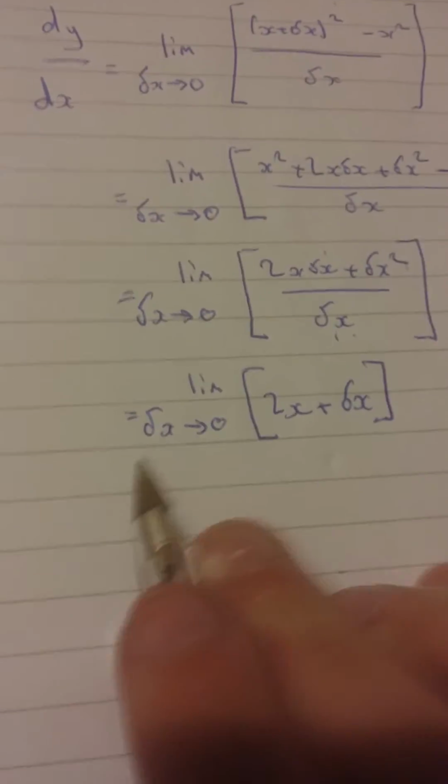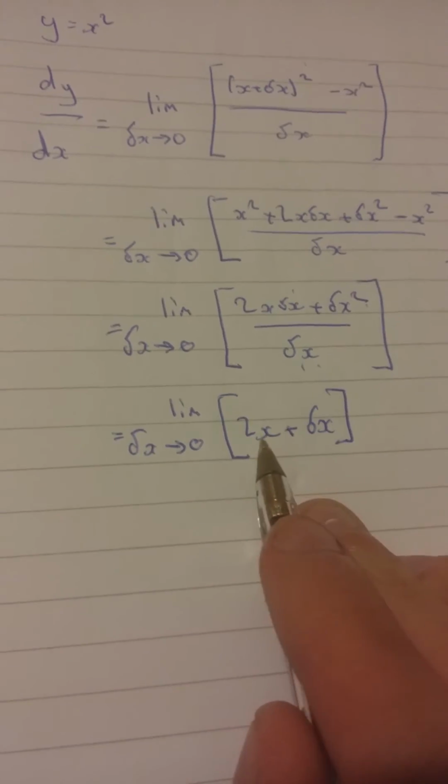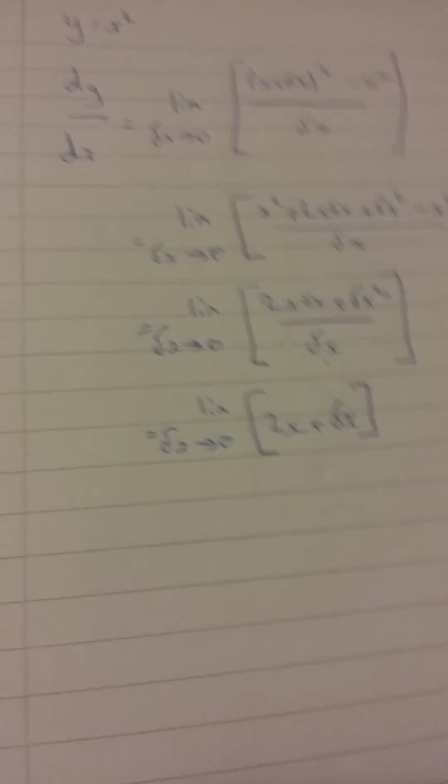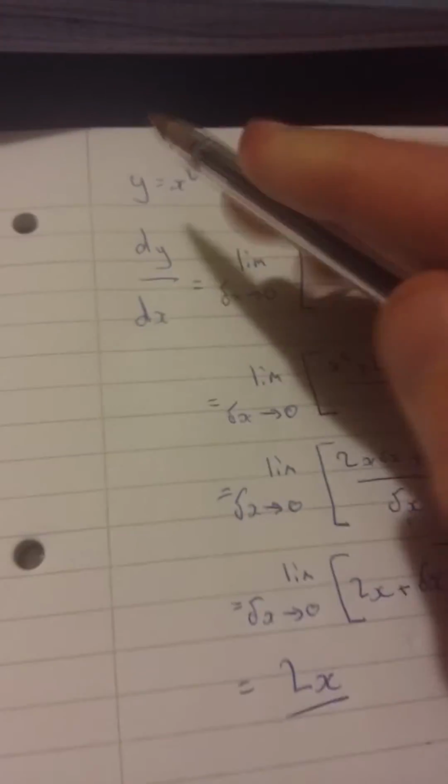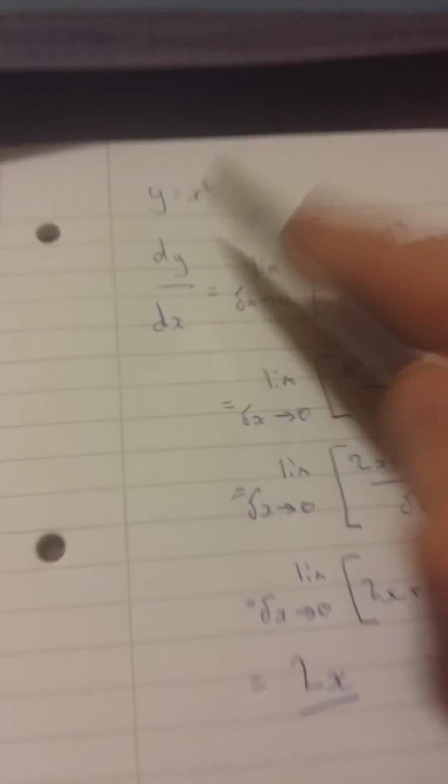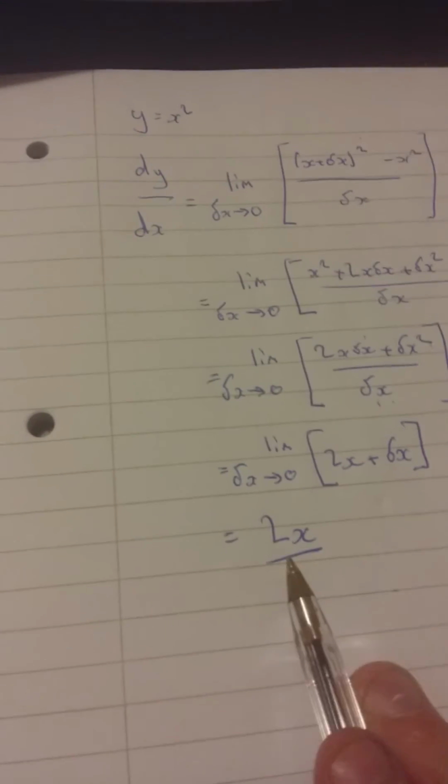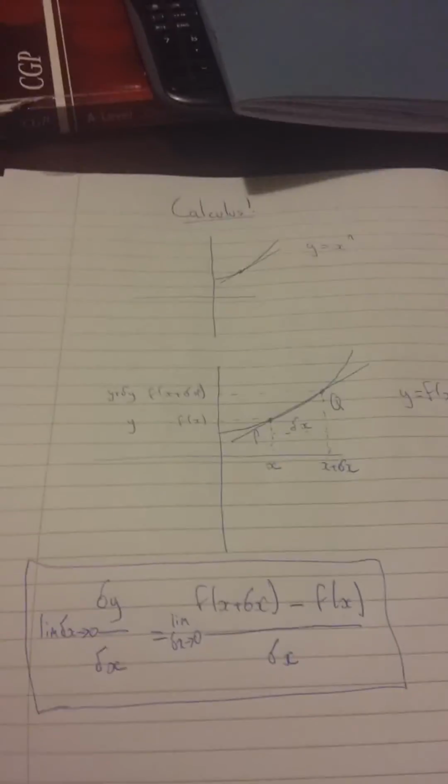So you've got 2x delta x divided by delta x is just 2x, and delta x squared over delta x is just delta x. Right, so what's the limit as delta x tends to 0 of this? Well, it's just going to be 2x plus 0, which is obviously just 2x. So there you go, the derivative of x squared is just 2x. And there you have it. The first principles of differentiation.